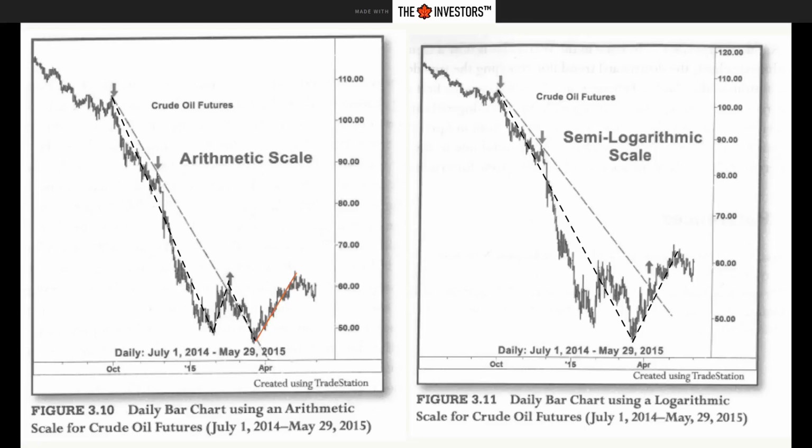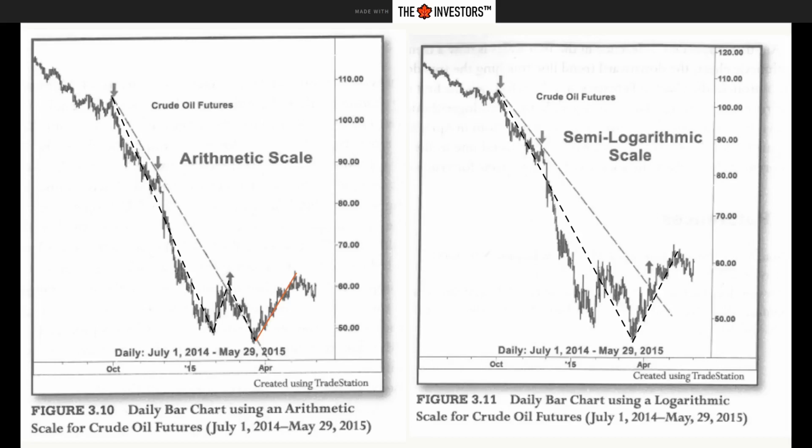Both these charts plot the daily price of crude oil futures for July 1, 2014 through May 29, 2015. In July 2014, crude oil was trading around $100 a barrel. At that time, a $10 increase in price would represent approximately a 10% gain for the investor. By January 2015, the crude oil price had declined to about $50 a barrel. At that point, a $10 price increase represented about a 20% gain for an investor owning crude oil.